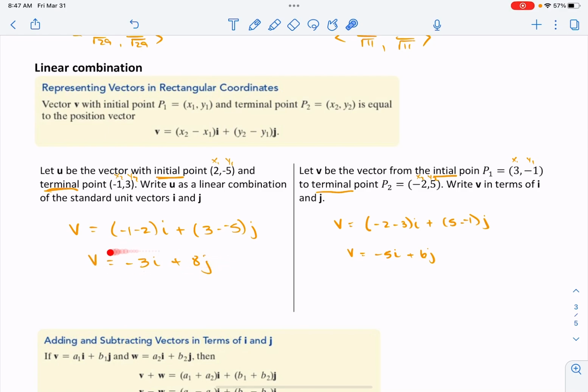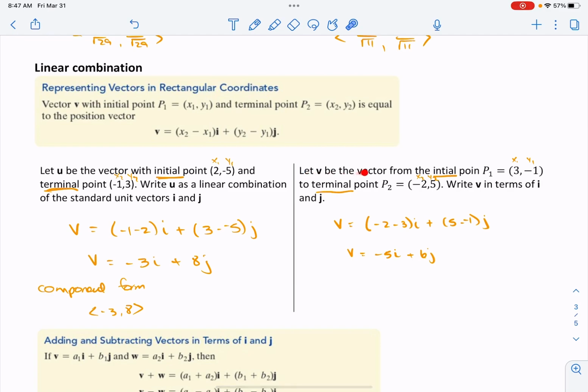Now notice, this is the linear combination. If I asked you in component form, this would be negative 3, 8. So notice the difference, linear combination and component form, but you do the same thing.